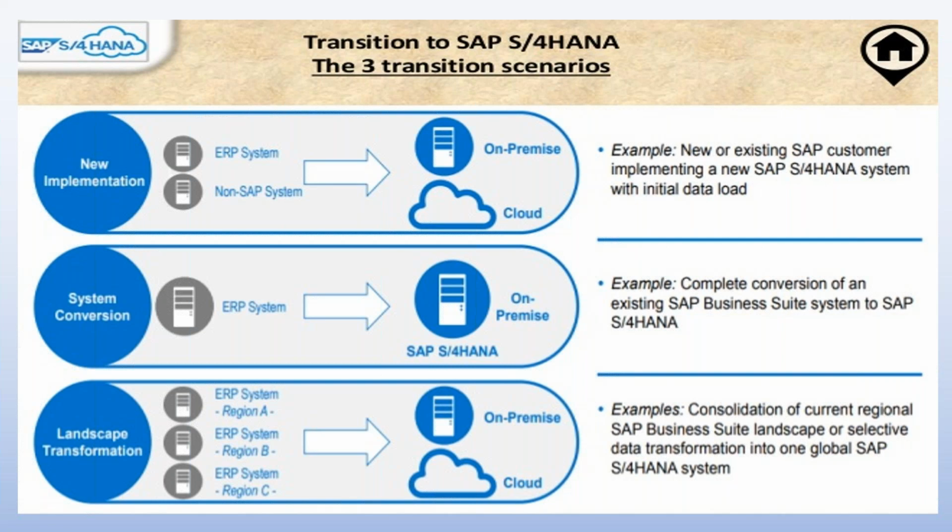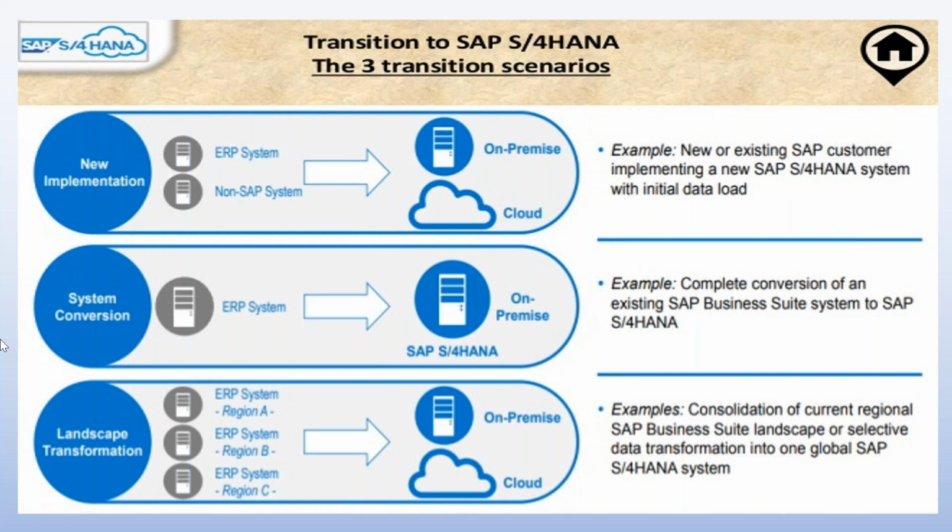So in this market, we may have a single customer who is using multiple SAP systems based on the regions. In that case, you can get rid of all your 9 systems. Rather than maintaining 9 SAP systems, you can convert all those SAP systems into a single one, either on-premise or cloud, doesn't matter. So consolidating the current regional SAP business suite landscape to a single global S4hana system. Rather than using 9, you can use only one. That is how you can do the landscape transformation here.